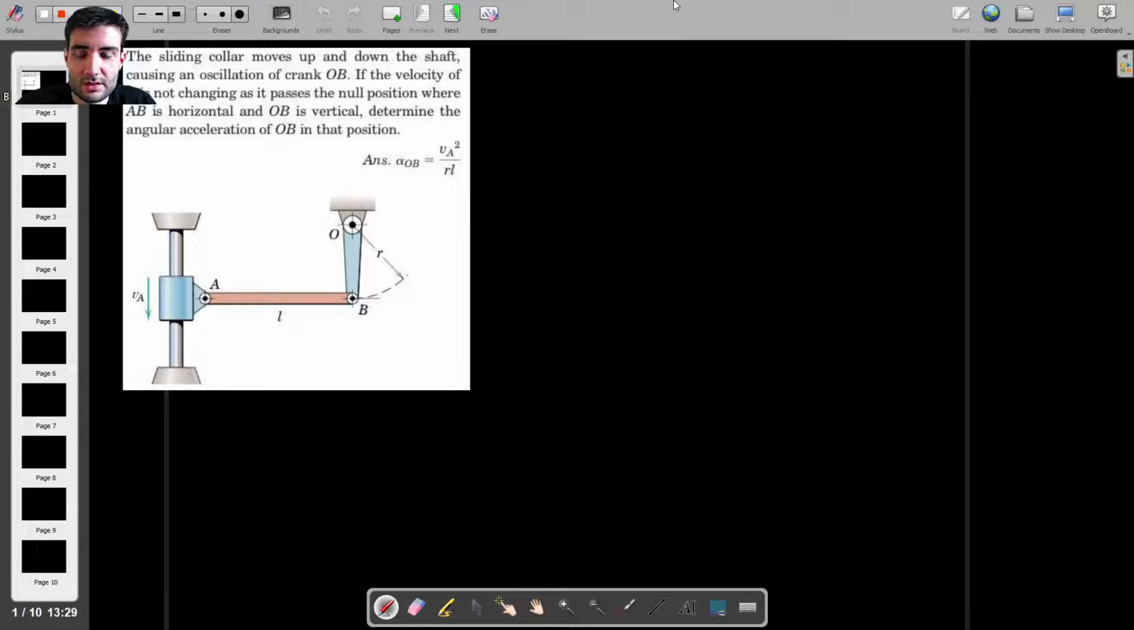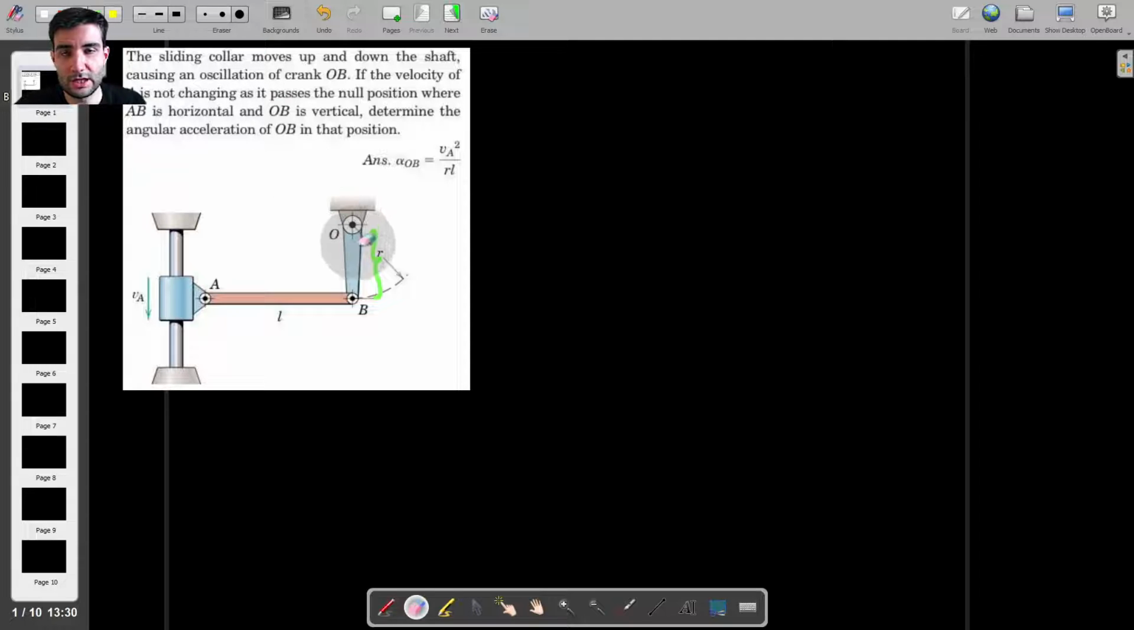So here's what we're dealing with. We have a collar which is attached to point A, and that collar is traveling downwards with a velocity VA. And what we're asked to find is the angular acceleration of this other link here, which is called OB. And link OB and the collar are attached via another link, which is AB. Okay, so let's try to see how we can actually do this.